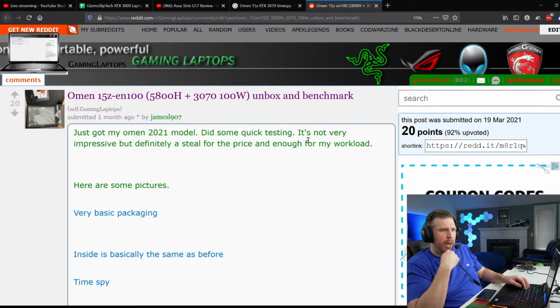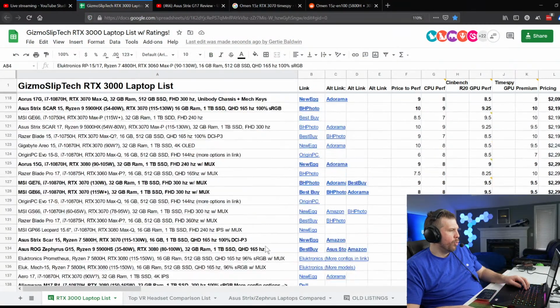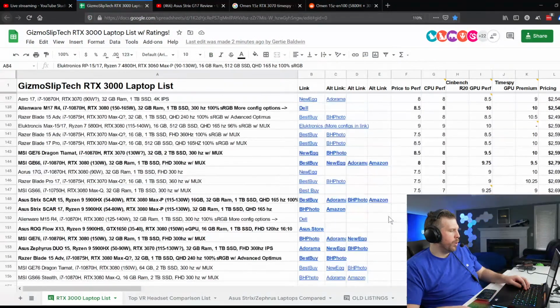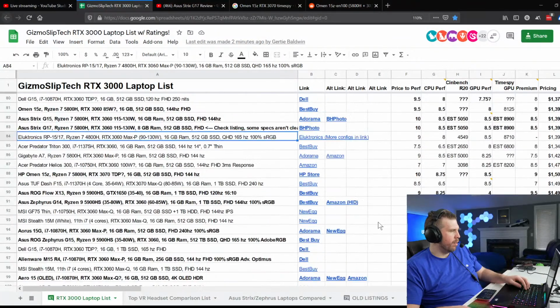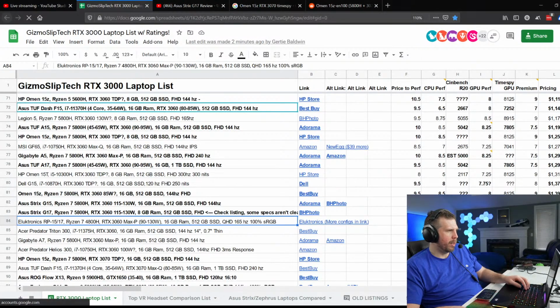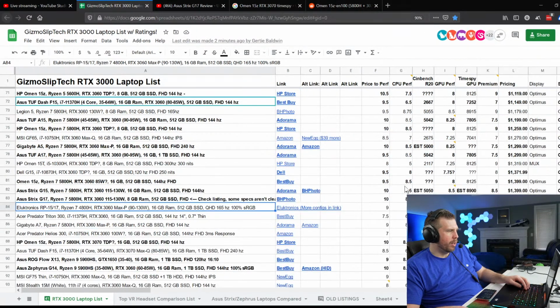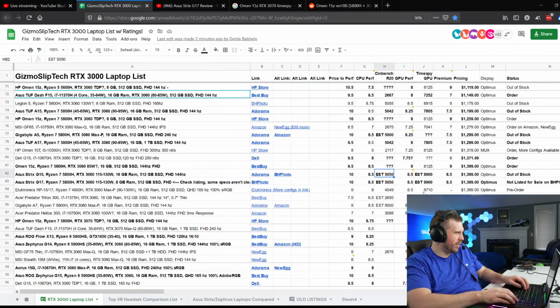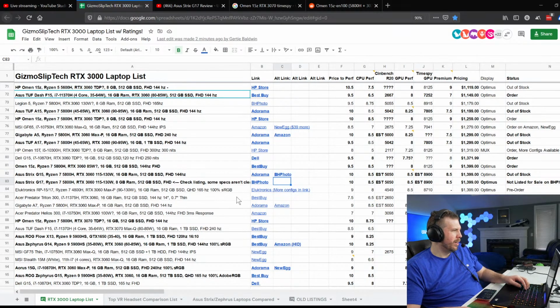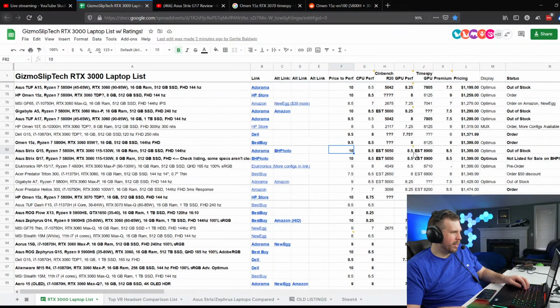And then so Timespy you got 10,398 on the GPU. Hey, that's pretty good. It's a little bit better than this. Oh man, this is gonna make using this a little bit harder because it's so big now. I can't see it as much.